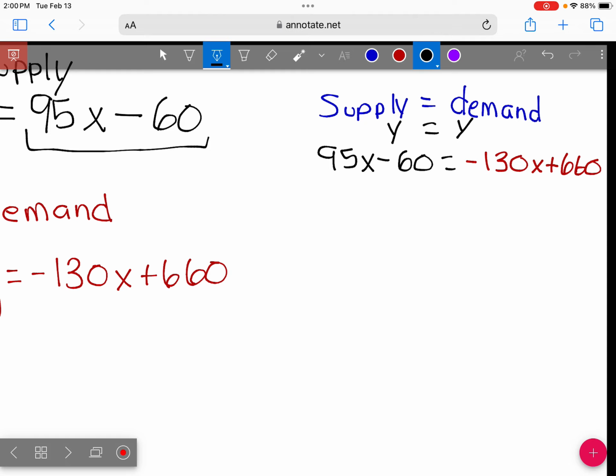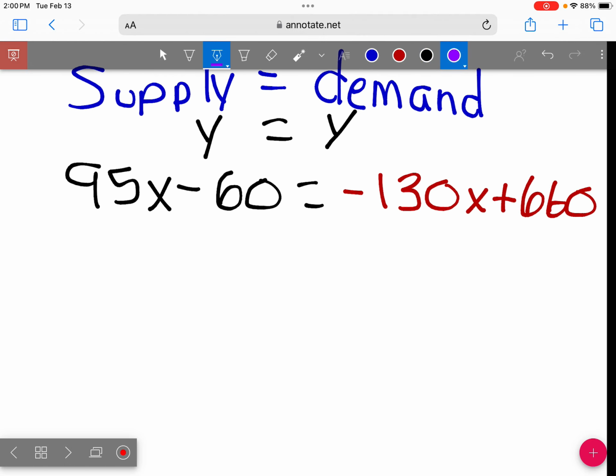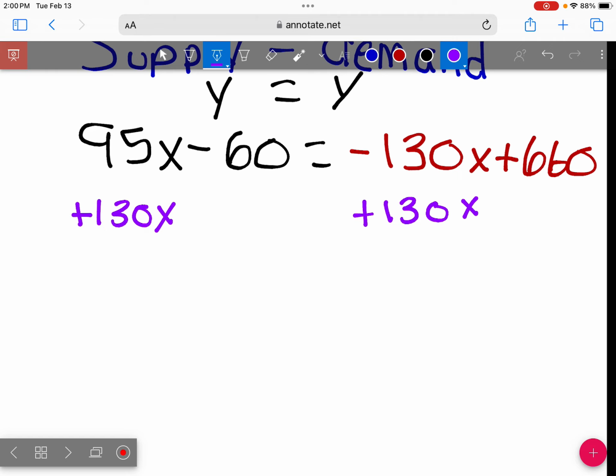So what could I do specifically to try and solve this? What would our next step be? Super duper close. We're going to add 130. What goes with the 130? X. 130x. Take the x with it. We're going to add 130x to both sides.